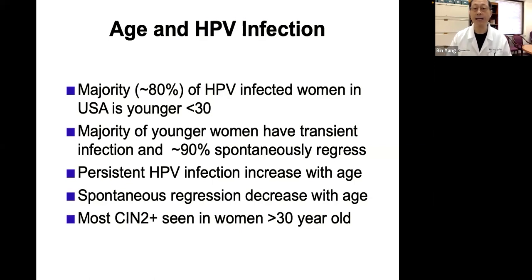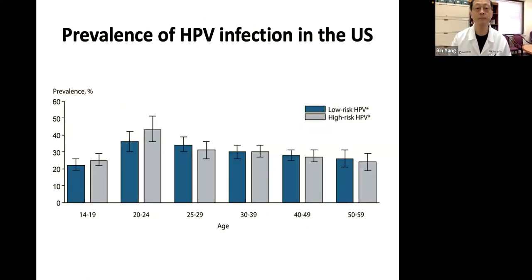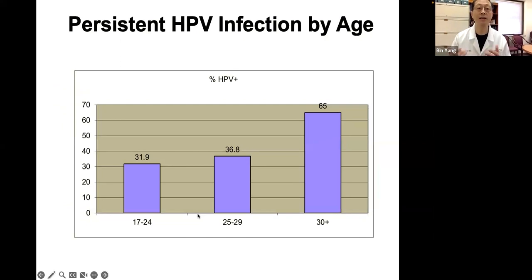without any clinical intervention or treatment. So persistent HPV infection increases along with age, but the spontaneous regression rate decreases in older women. Most HSIL, CIN2 and 3 are seen in women 30, 35 years old or older. So this is the prevalence. You can see most infection is in the younger population cluster. But if you look at persistent HPV infection, most are in the older women.